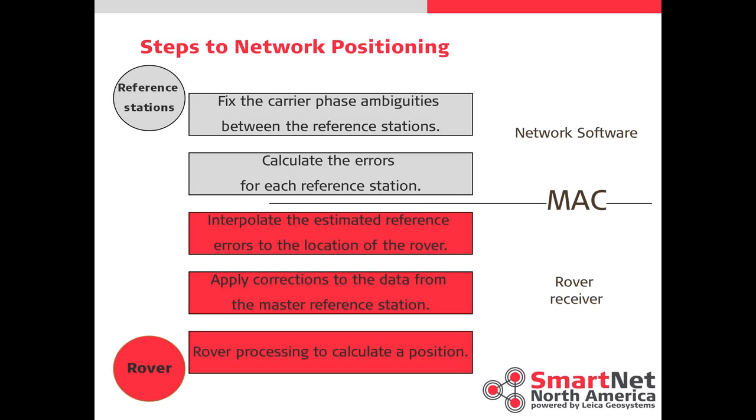If we're talking about a master auxiliary correction, you can see that most of the processing actually happens on the rover side. So with the network software, of course, we fix the common ambiguities between reference stations at the cluster level. We then calculate the errors for each reference station. The rover receiver tells the network where it's at. It then can interpolate and estimate the reference errors to the location of the rover, apply the corrections to the data from the master station, and then process its position. And we'll talk about this again in just a second. So these are the 5 steps that we have. 3 of them happen on the rover side, 2 of them happen on the network side.